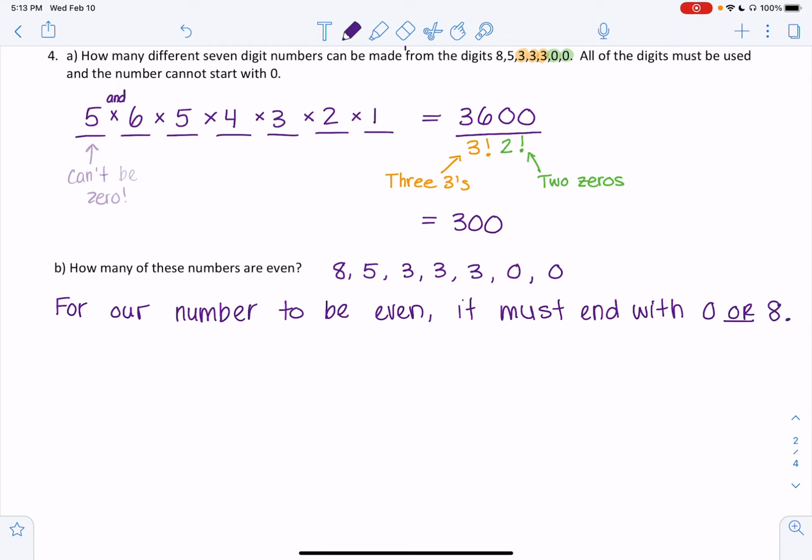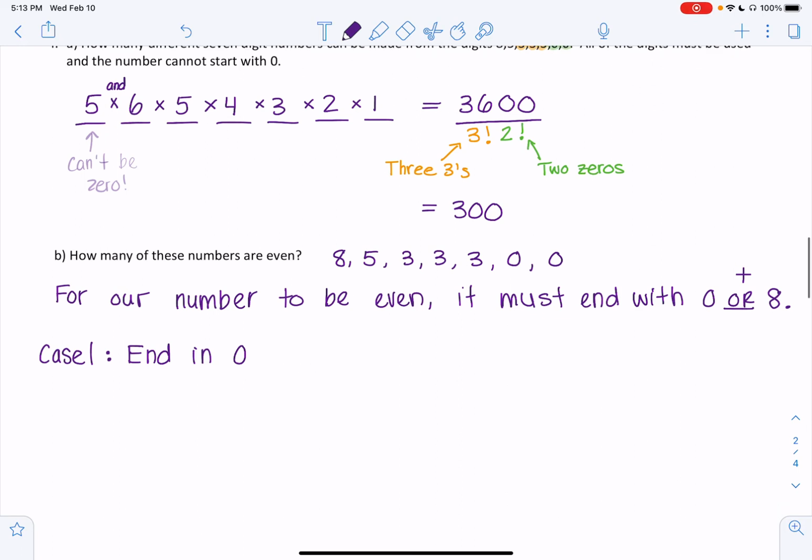Now, if we see this word or, we have 2 different cases. And when we use the word or, that is our additive principle. So we need to determine how many ways we can make a 7-digit number ending in 0 and how many ways we can make a 7-digit number ending in 8. So let's look at that first case. Case 1 ends in a 0.